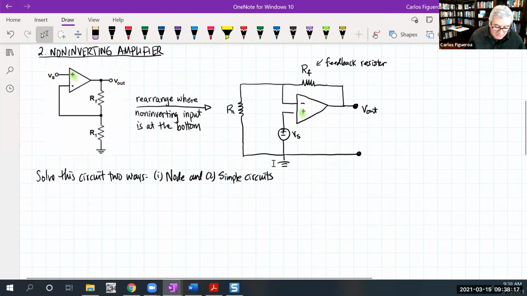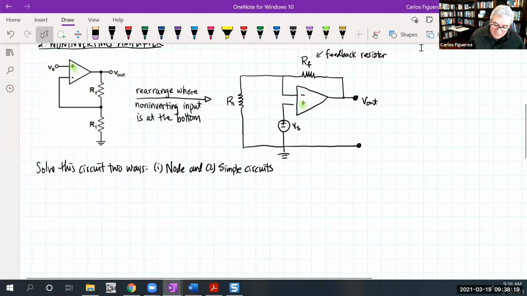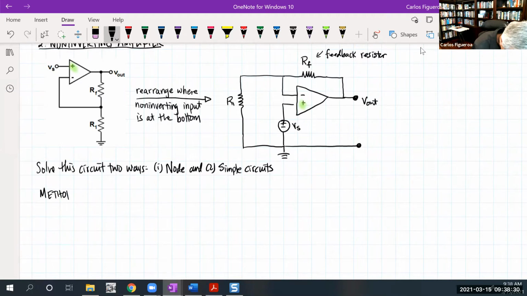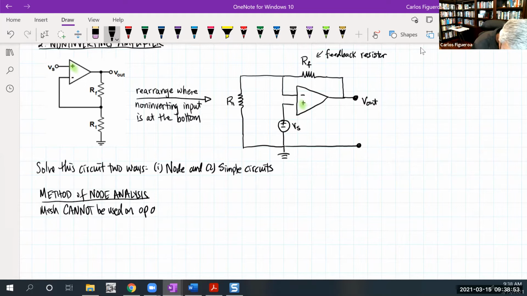So here I go. The first thing that I want to do is draw in all my nodes. So I'm going to solve this using the method of node analysis. Mesh cannot be used on op amps.